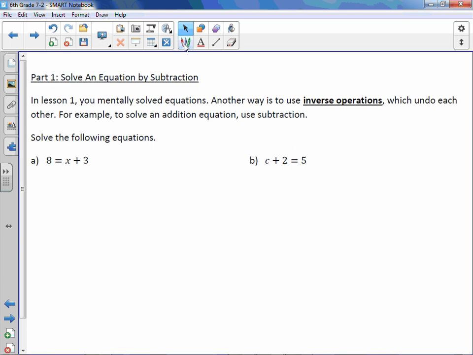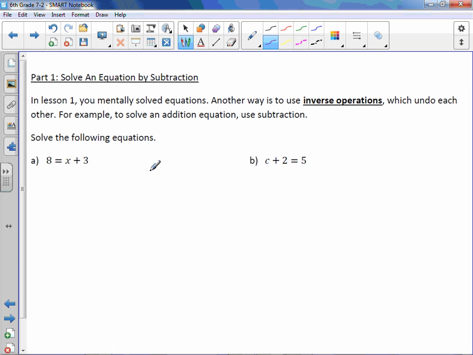In Lesson 1, you mentally solved equations. Another way is to use inverse operations, which undo each other. For example, to solve an addition equation, use subtraction. Solve the following equations. Now, I know you could probably do these in your head and mentally, but we have to learn the process of solving equations for when we get to more complicated equations.